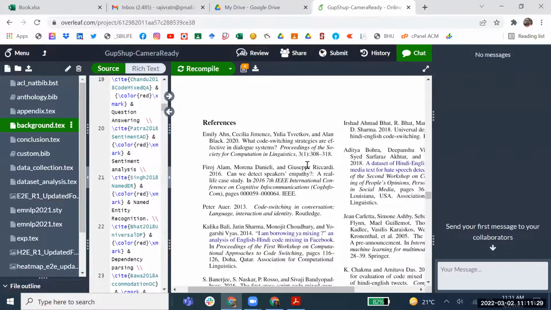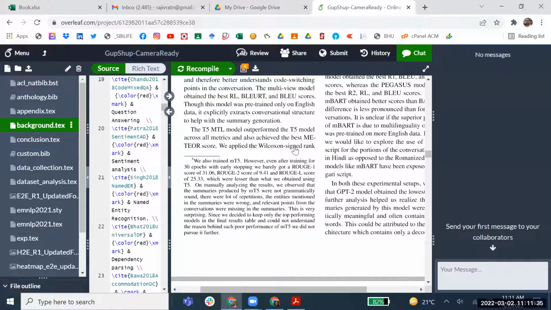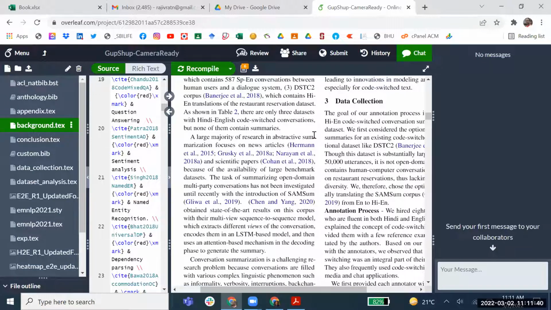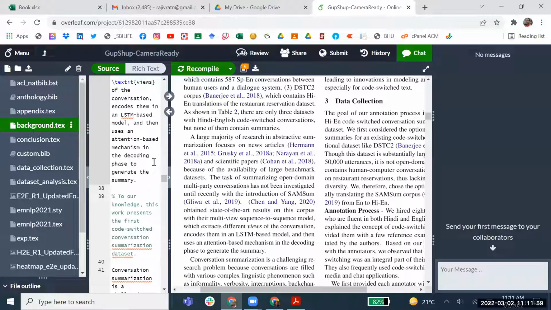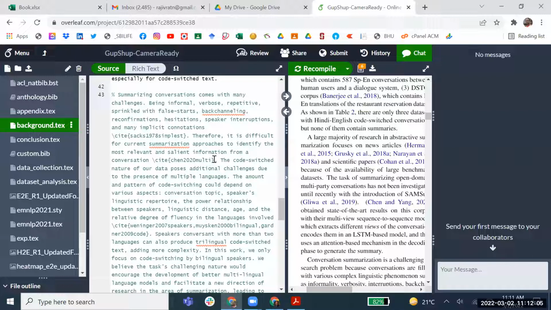So for example, let me show you something. If you see here, for example, this is where we are acknowledging. Like if you see here, a large majority of the research in the abstractive summarization focus on news article. Where this news article is, we are referring, citing to this, Herman. And if you see here how we cite it, like this, cite. So there is a tag called cite, gen, whatever, it's basically simply a code, right?